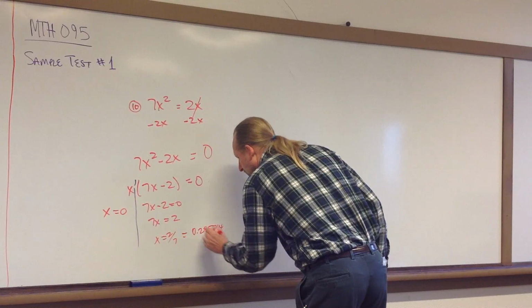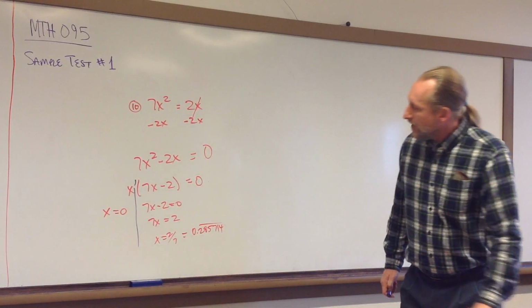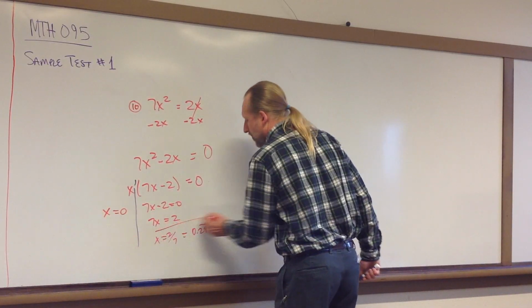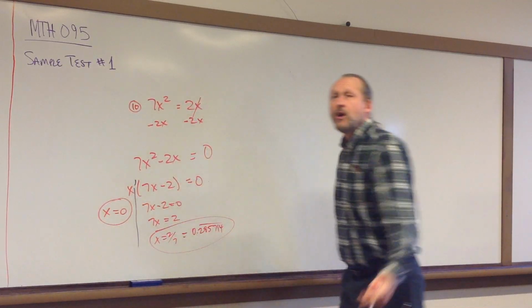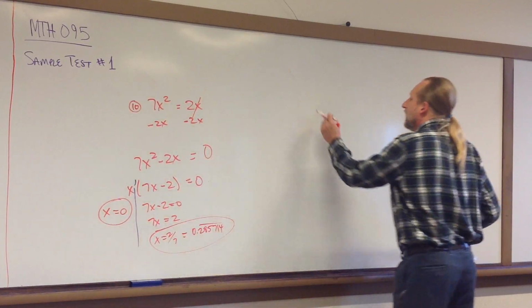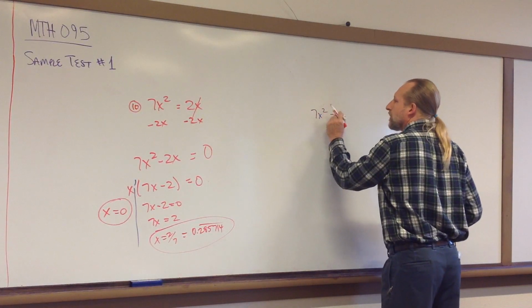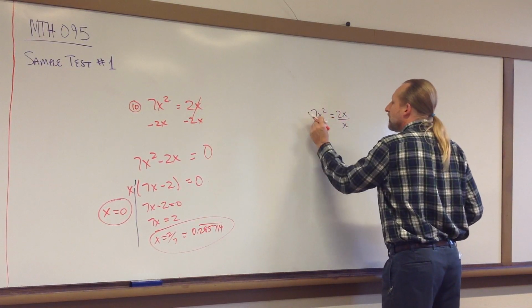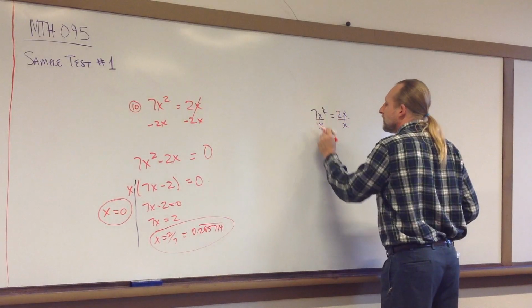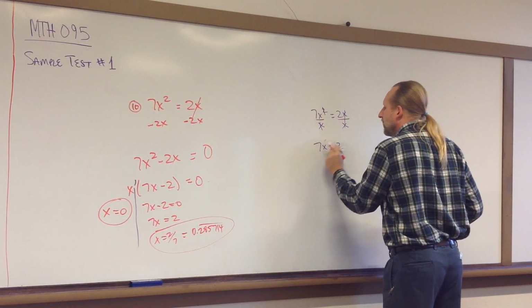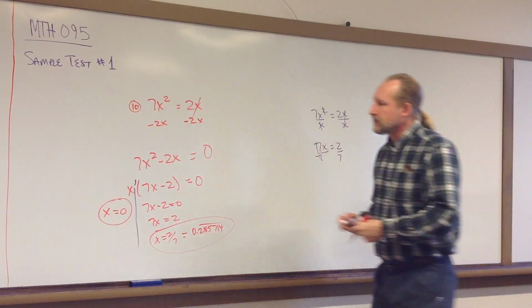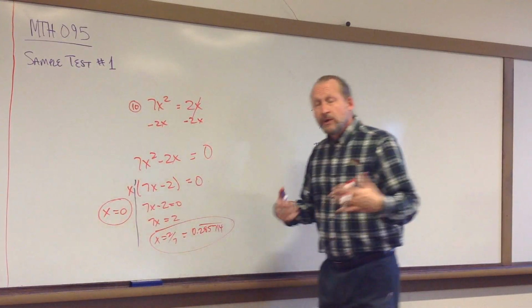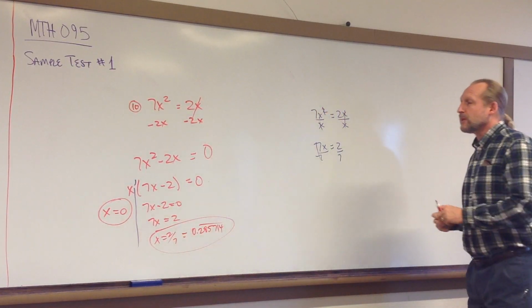Something along those lines, and that's fine too. But the key here is that you get two answers. X could be 0 or X could be 2/7. Now if you take this problem and you divide on both sides by X, you only get one answer: X equals 2/7. You lose the answer of X equals 0, which in many cases is an important answer.